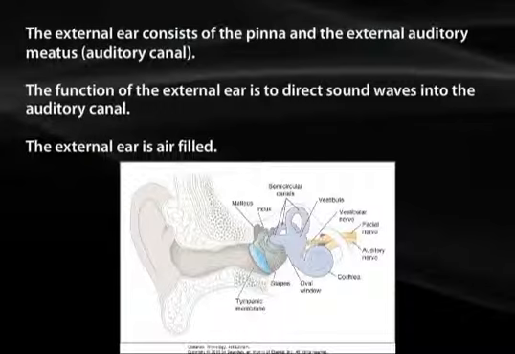The external ear consists of the pinna and the external auditory meatus, or the auditory canal. The function of the external ear is to direct sound waves into the auditory canal. The external ear is air-filled.